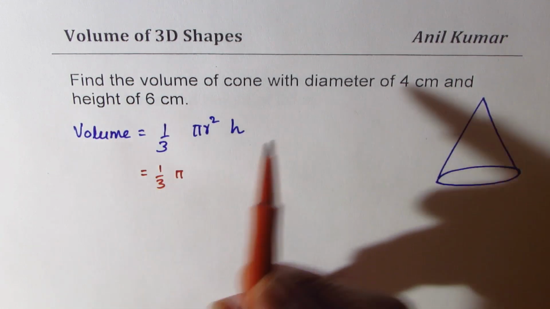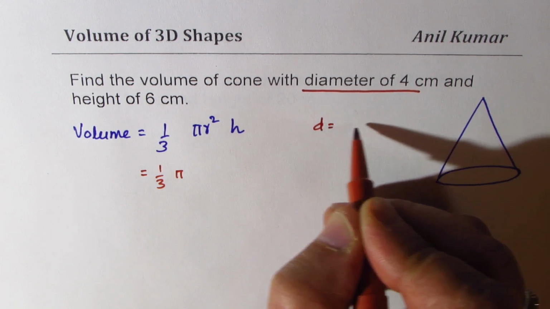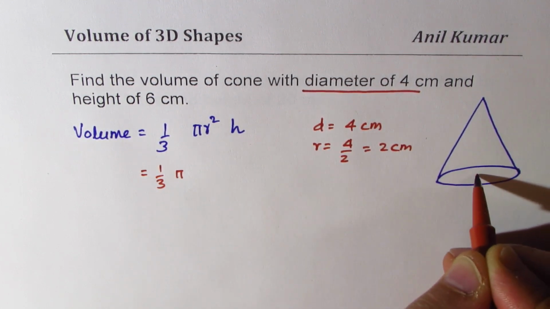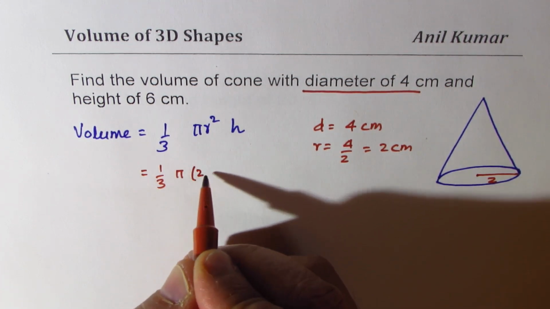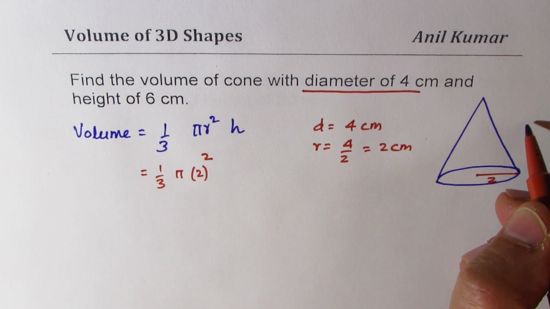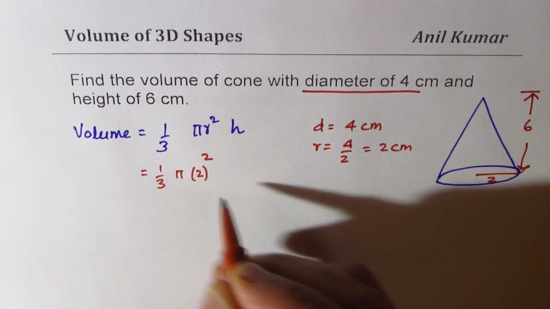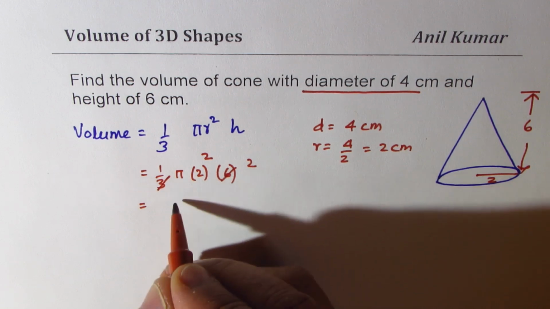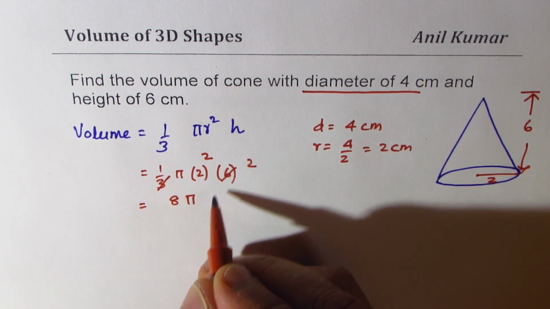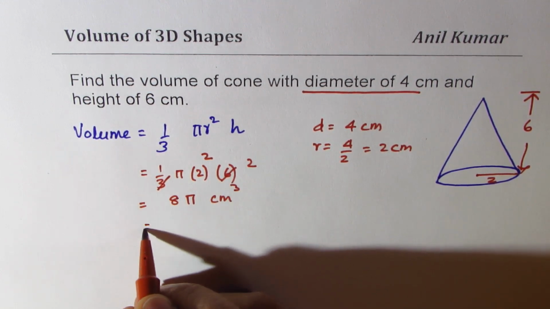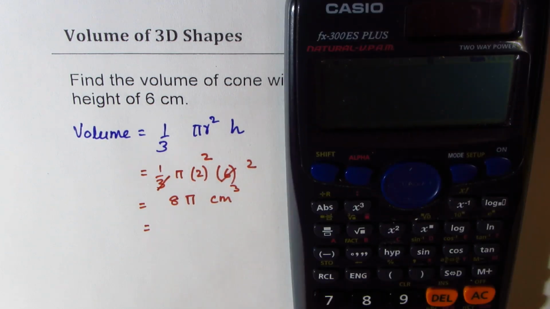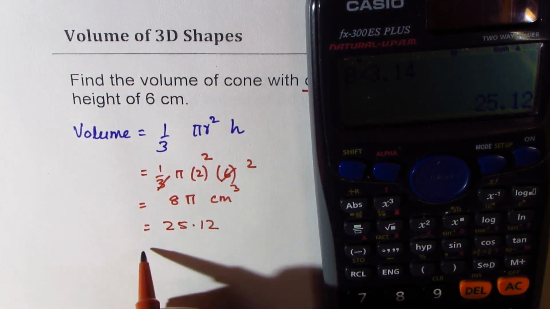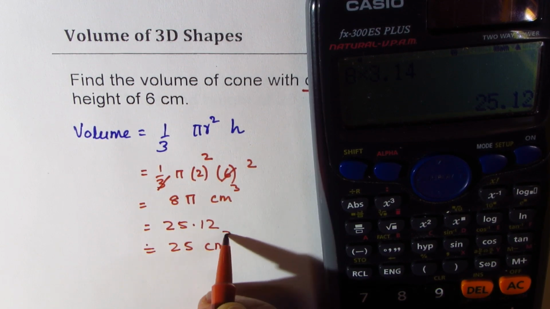Radius is given to you as how much? We are given diameter as 4. So when diameter is 4 centimeters, radius is 4 divided by 2, 2 centimeters, correct? So we can substitute 2 for radius, and the height is 6 centimeters, times 6. That gives you the answer. You could simplify this and write this as 8 pi centimeter cube as the exact value, and to one decimal place I could round it by multiplying 8 with 3.14, which gives you a value of 25.12 or approximately 25 centimeter cube.